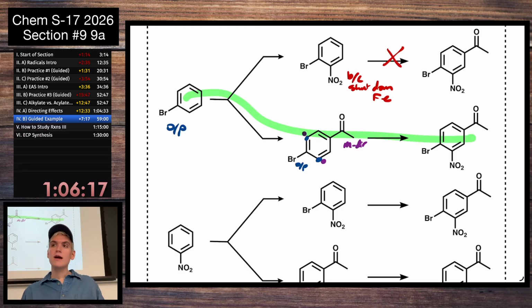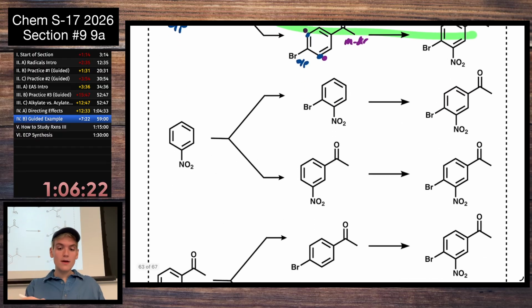All of our directing effects work. We're not doing Friedel-Crafts after a nitration. So like this, if we do start off with our nitration, we know that this is not going to work because we cannot do our Friedel-Crafts after a nitration. So we're not going to do Friedel-Crafts first.